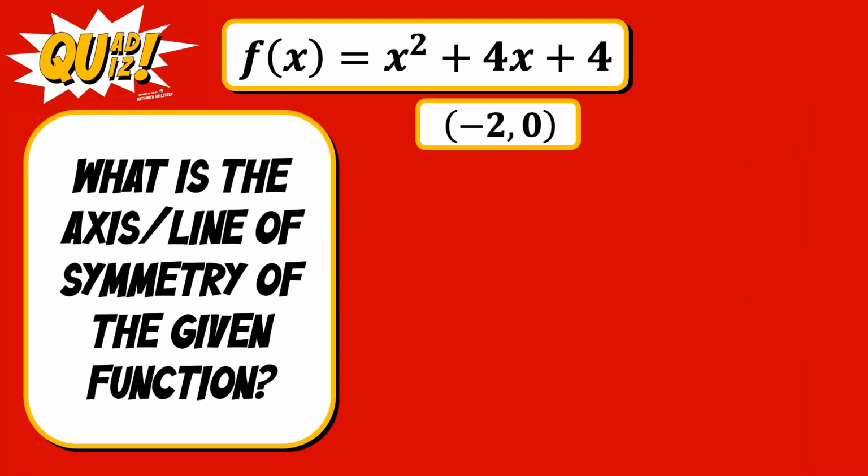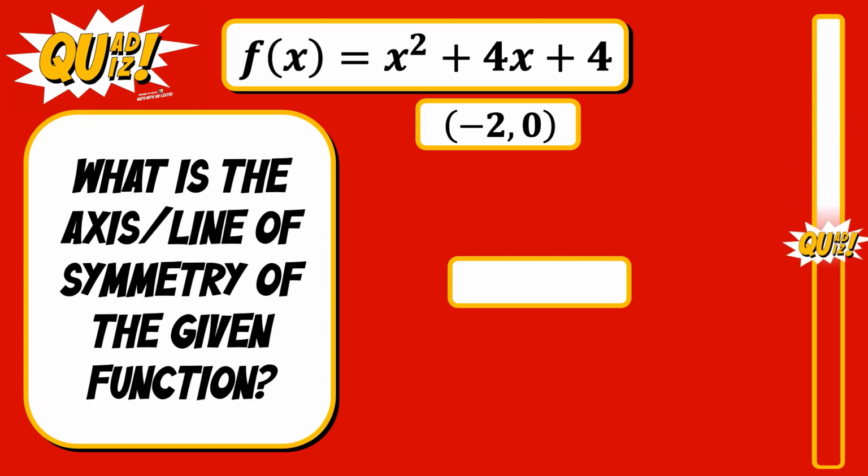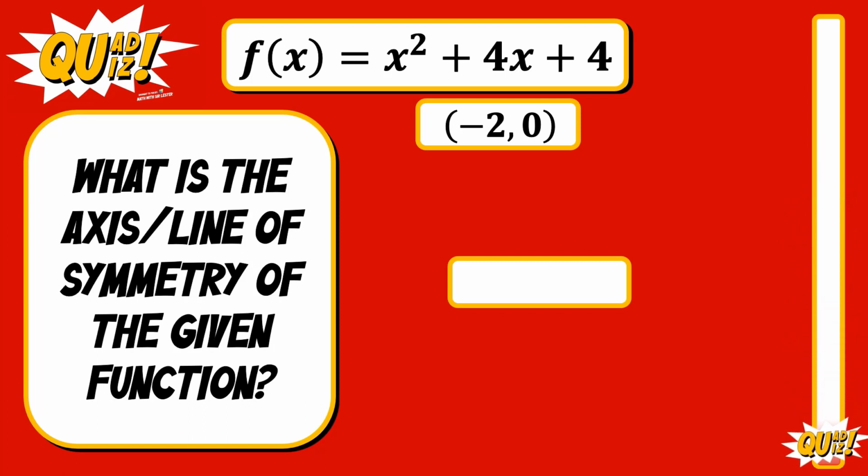In connection to the graph, second question, what is the axis or the line of symmetry of the given function? The line of symmetry is at x equals -2.